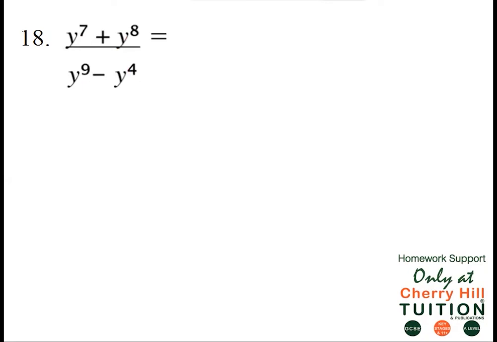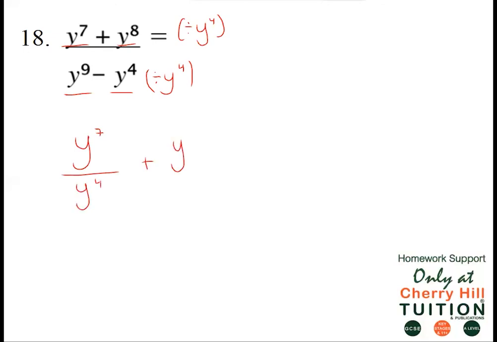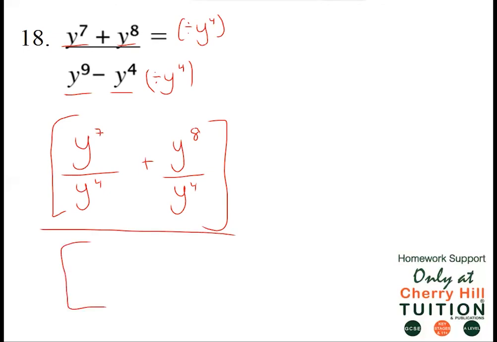One thing we can do is divide everything, numerators and the denominators, by y to the power of 4. Okay, this is because y to the power of 4 fits into every term. This leaves us with y to the power of 7 divided by y to the power of 4 plus y to the power of 8 divided by y to the power of 4. And this is all over y to the power of 9 divided by y to the power of 4 minus y to the power of 4 divided by y to the power of 4.